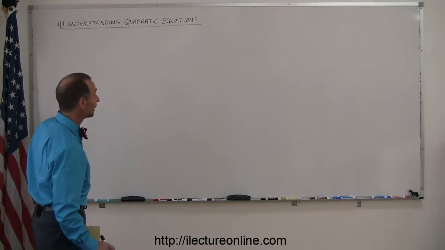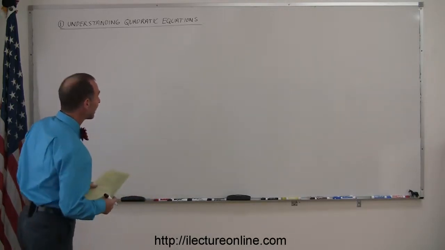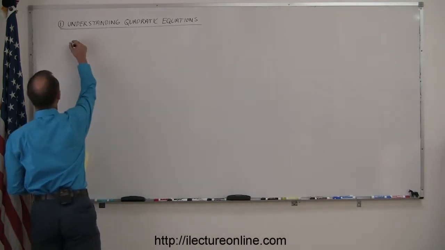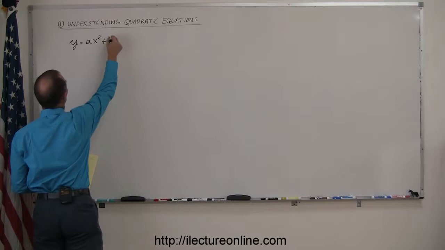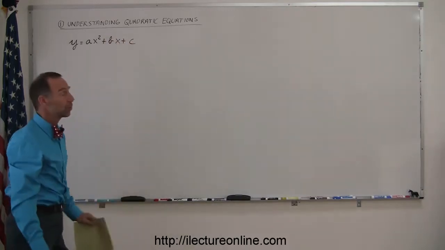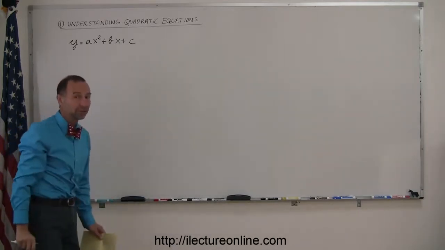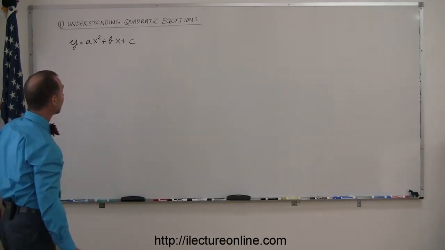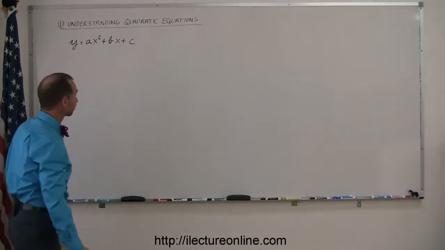Well, what they are is a relationship between two variables, typically y and x, and it typically will look like this: y equals ax squared plus bx plus c. Now that's the standard form, as we call it. A, b, and c are simple constants, any sort of numbers. X is the independent variable, and y is the dependent variable.